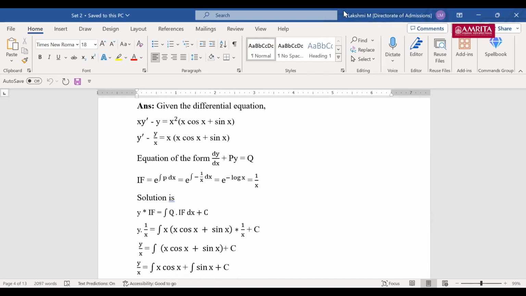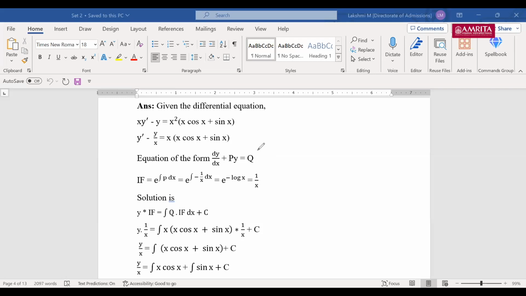So I think without much delay, we'll just start discussing this question. Where I'll start is I have the equation x y dash minus y equal to x square into x cos x plus sin x. What I need to find? I need to have the y, right? So y dash minus y by x is equal to, I'm just going to change this, here the x will get cancelled, so x into x cos x plus sin x. This is of the form dy by dx plus py is equal to q. You can find the integrating factor, you have the solution.